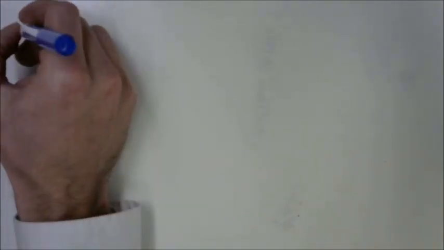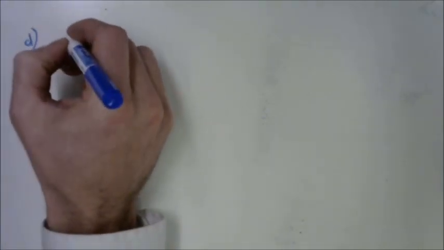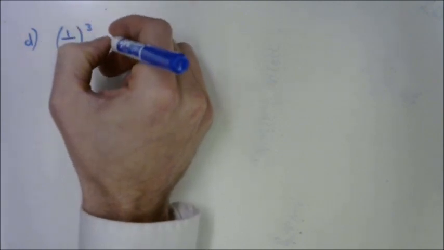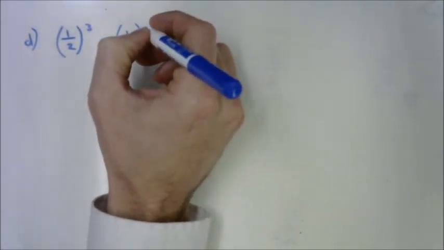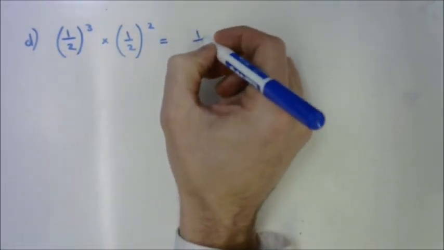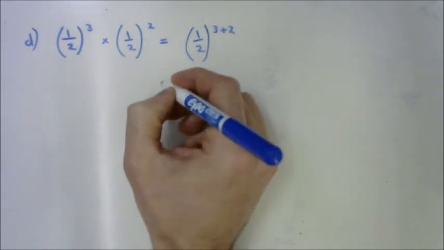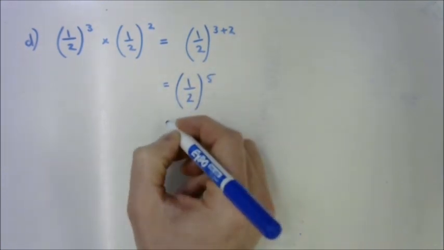D. In D, we're dealing with a fraction. 1/2 to the power of 3 times 1/2 to the power of 2. Again, no need to panic. Do it the exact same way. That's 1/2 to the power of 3 plus 2, which is 1/2 to the power of 5.